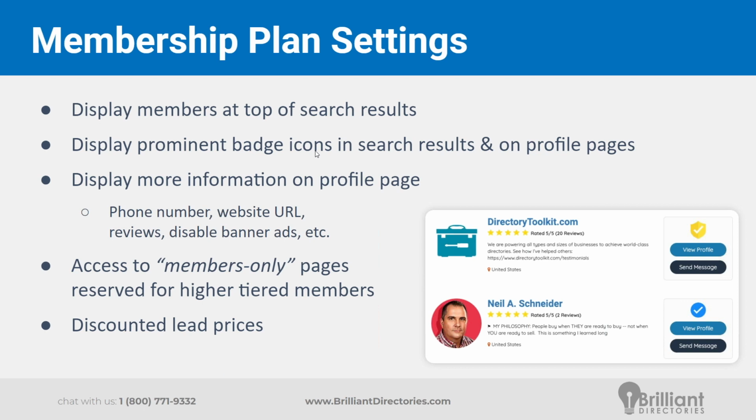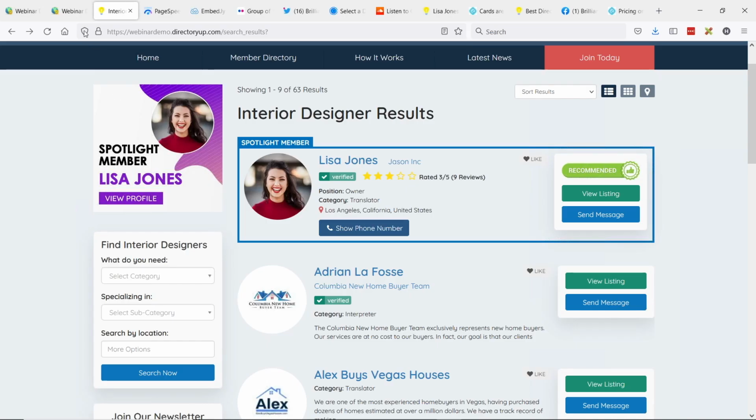The next one here, displaying more information on their profile page. Maybe your lower tiered plans don't get to share their website URL, they don't get to display their phone number, all the things that would help a visitor connect with them a bit more. Maybe on the lower tiered plans, you're displaying banner ads on their profile page, which some people would consider a nuisance or a distraction, or it allows premium members to be featured in those sidebar banner ads, which we'll show in a second. These are really cool settings.